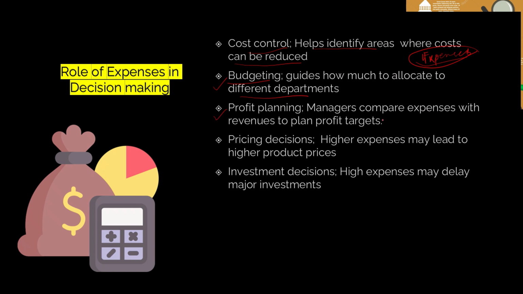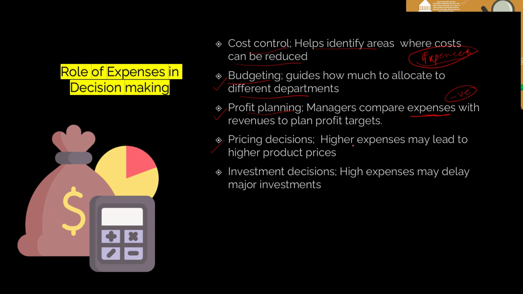Profit planning. Managers compare expenses with revenues to plan profit targets. Now, definitely, the more revenue you can increase, the more you can cushion your expenses. But if the revenues are already less, it is not going to cover your expenses, and it can run you into a negative or loss figure. So, in order to avoid that, you have to plan your profits by comparing your expenses with the revenues. With less revenue, you have to cut the cost; with more revenue, you can have a cushion and you can increase your expenses.